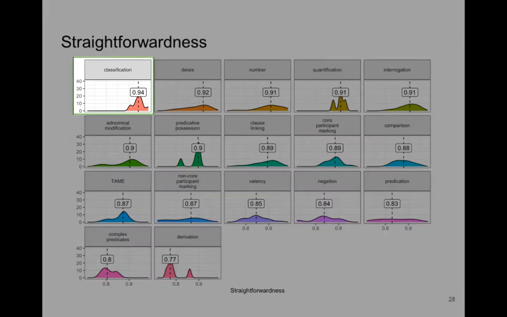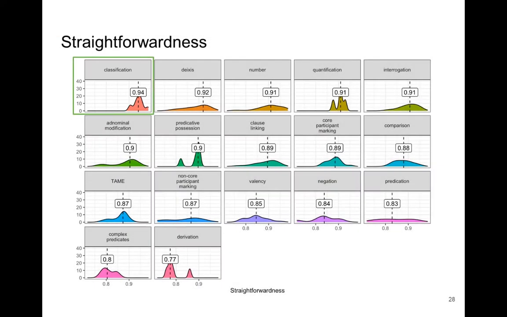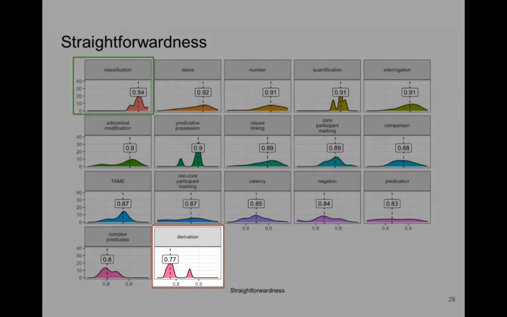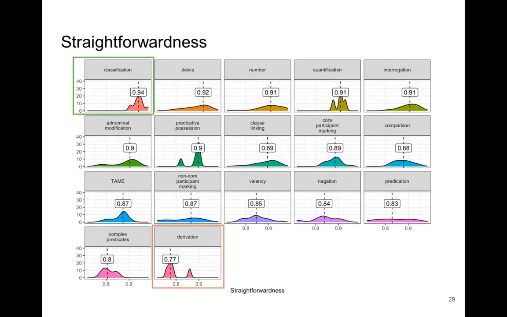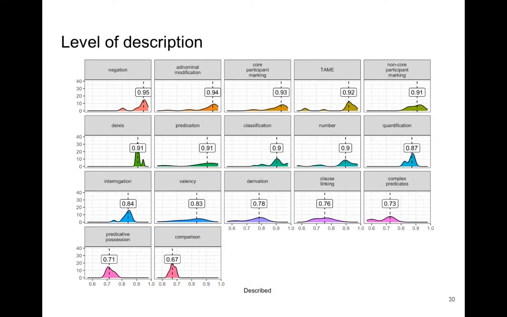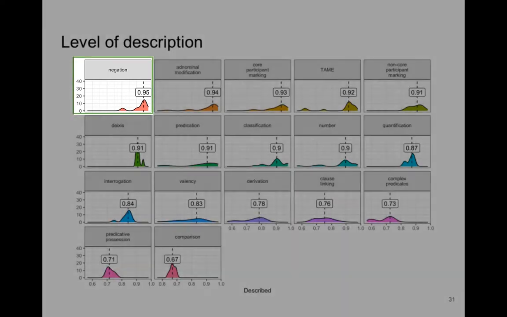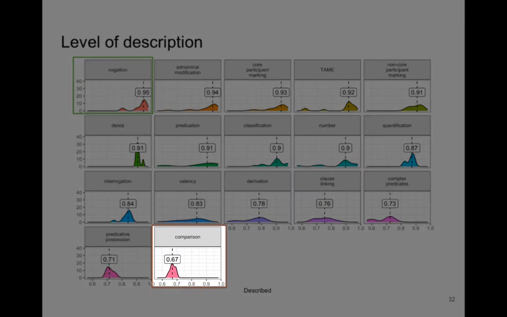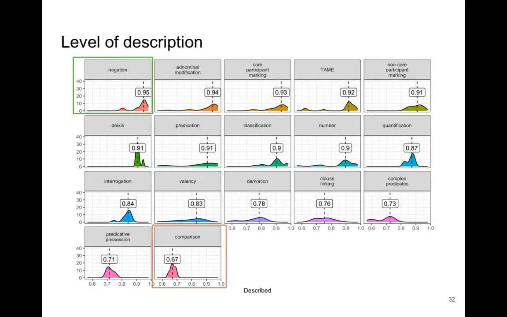The most straightforward features to code were those to do with nominal classification. This domain seems to be apparent quite early on in the description of a language. The least straightforward features to code were those on derivation. We can look at a similar graph for the description levels. Negation is the best described domain in our set, and comparison scores the lowest.